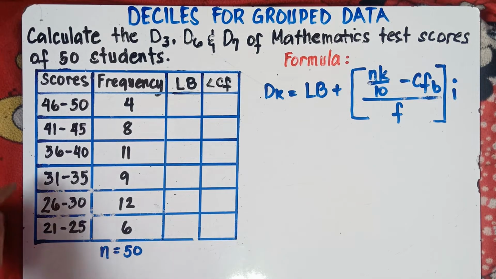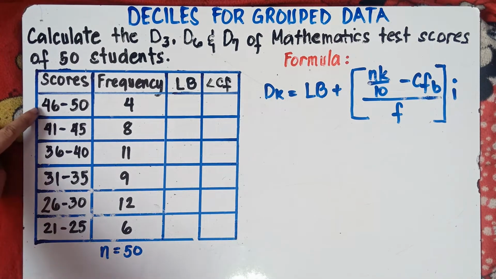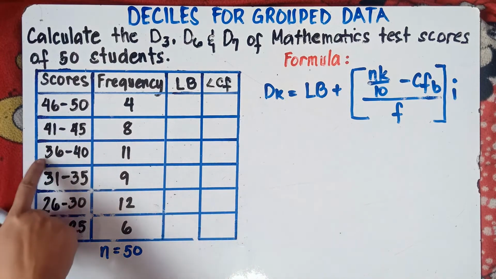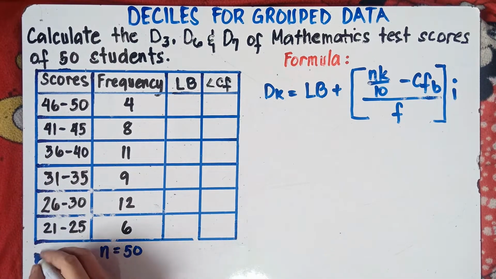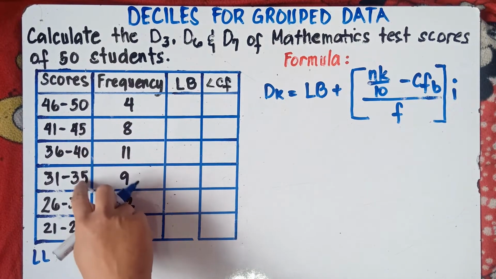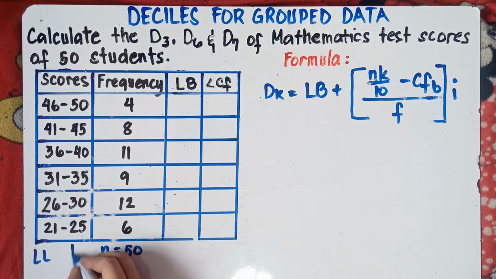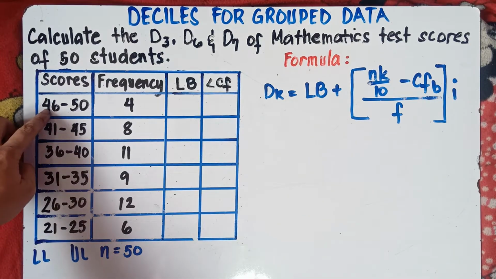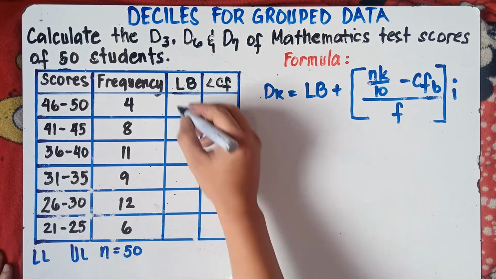Just simply subtract 0.5 from these given numbers: 46, 41, 36, 31, 26, and 21. Once again, these numbers are what we call lower limits. 50, 45, 40, 35, 30, and 25 will be the upper limits. Now, to get the lower boundary, simply subtract 0.5 from the lower limit. 46 minus 0.5, that would be 45.5.